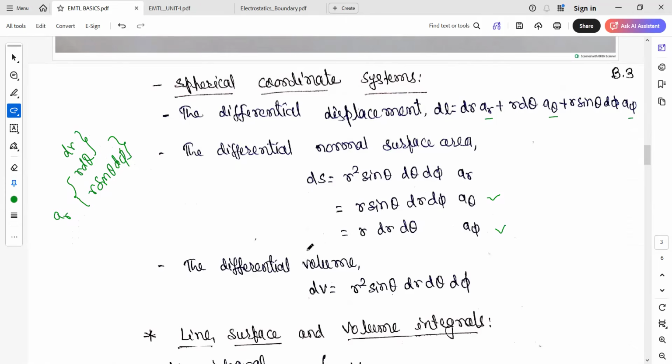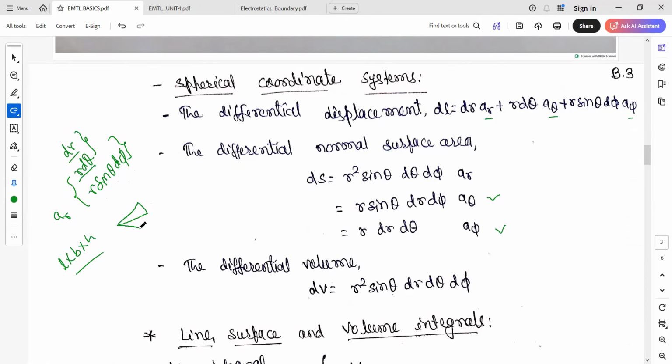Like this, you already know how to find the area if any coordinate system is given. Here the important things are the differential displacement, differential surface area, and differential volume. Generally, in the case of a cube or cuboid, we write length into breadth into height. Here also, what are the three different sides? One is dr, r d theta, r sine theta d phi. All are not straight sides here; we have curve-like structures. So this can be seen in this format.